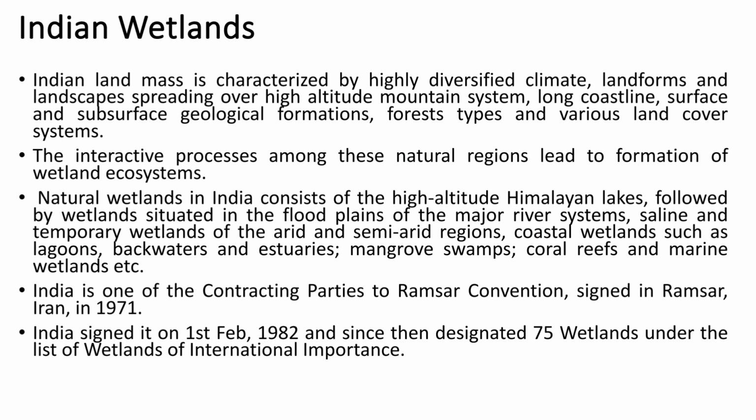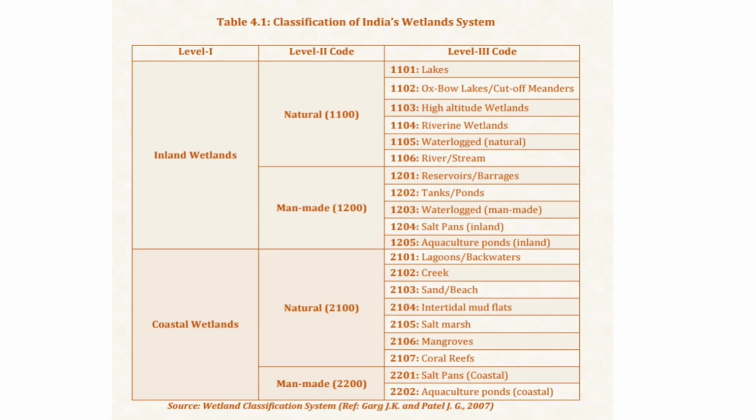India is one of the contracting parties to the Ramsar Convention, which was signed in Ramsar, which is in Iran, in 1971, and India signed it on 1st February 1982, and since then India has designated 75 wetlands under the list of wetlands of international importance, and wetlands with international importance are called Ramsar sites. So these are the classification of Indian wetland system.